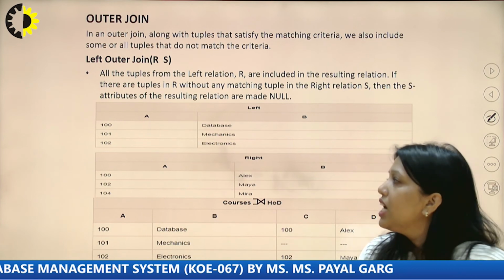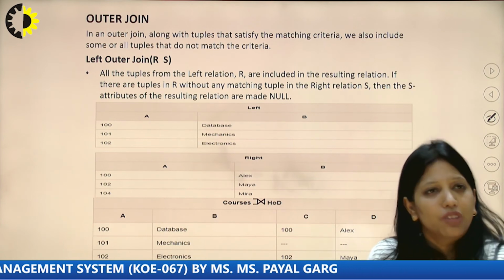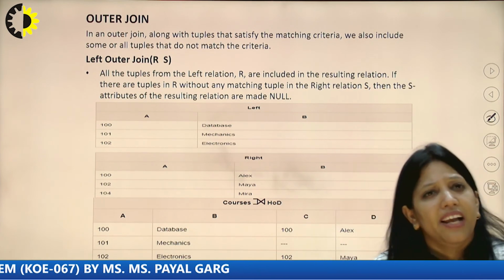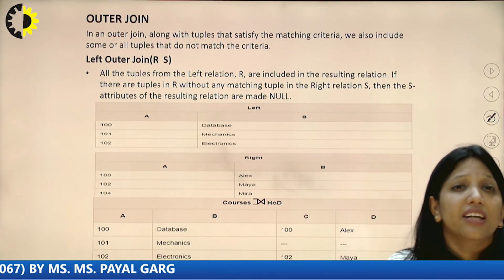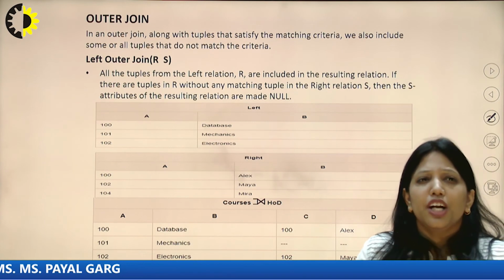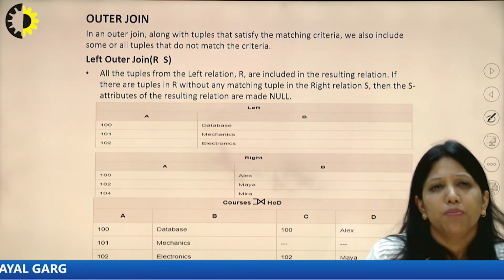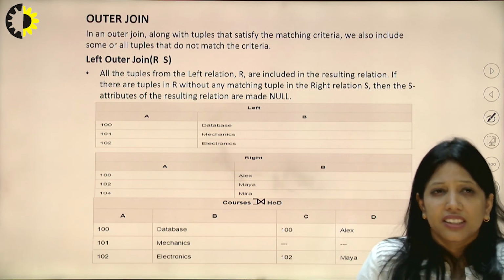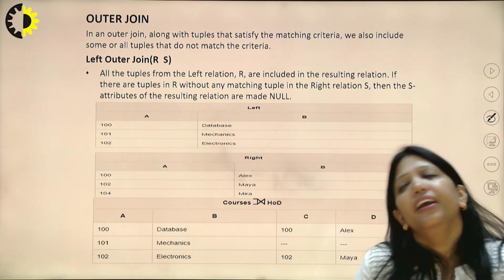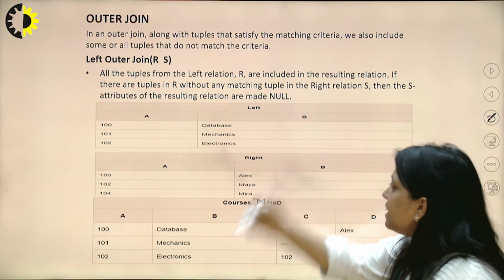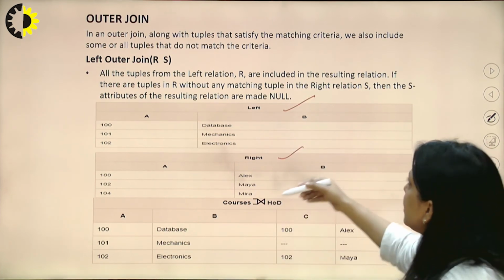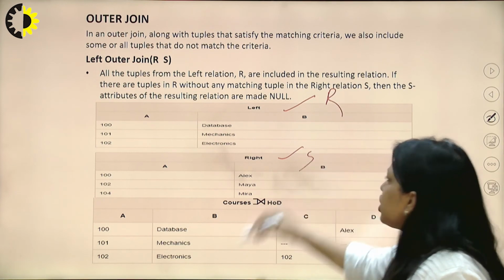So here we have three types of outer join, the first being left outer join. In left outer join, all the tuples from the left relation are included in the resultant relation. If there are tuples in R without any matching tuple in the right relation S, then the S attributes of the resulting relation are made null. We can say that these are two tables, left and right. We consider this table as R and this table as S.